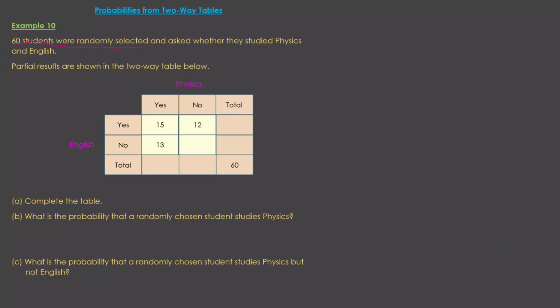60 students were randomly selected and asked whether they studied physics and English. Partial results are shown in the two-way table below. Complete the table.